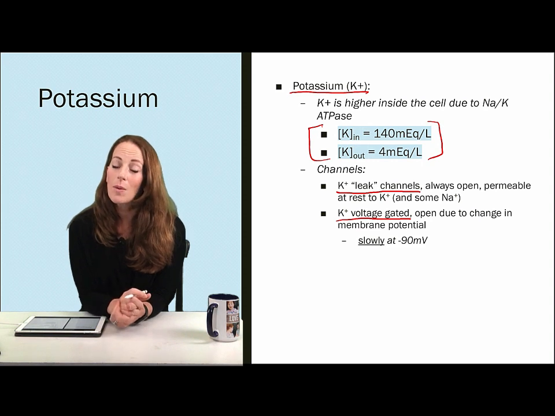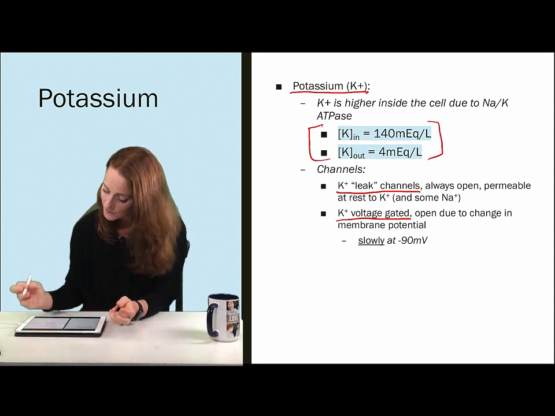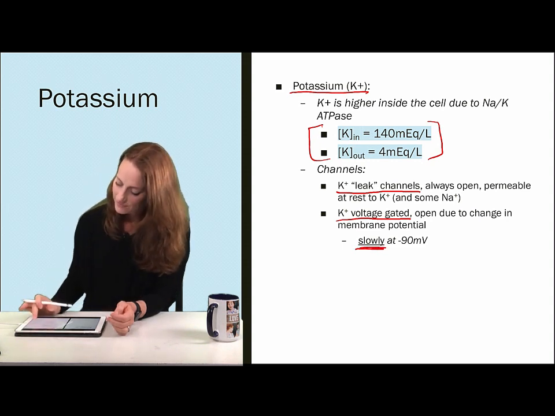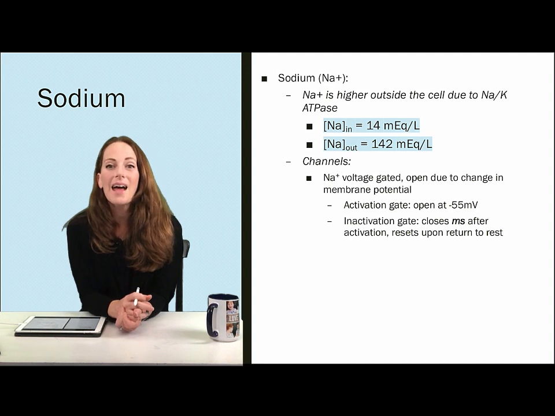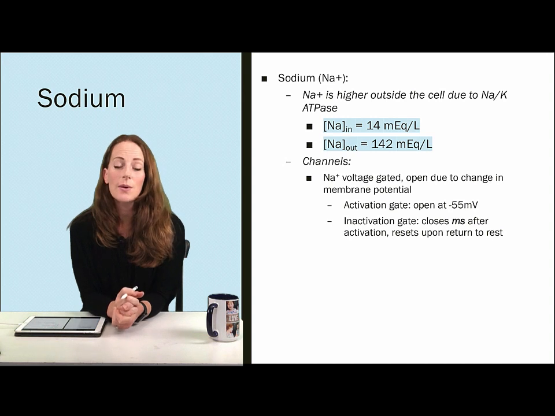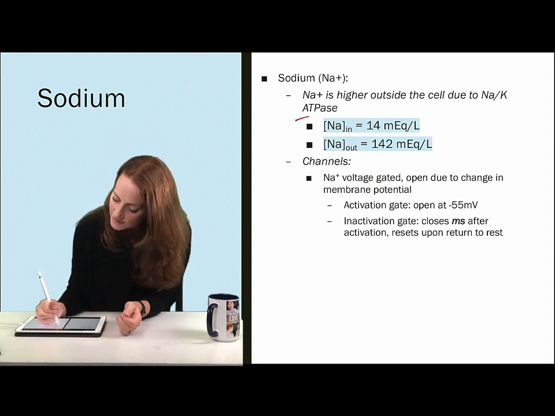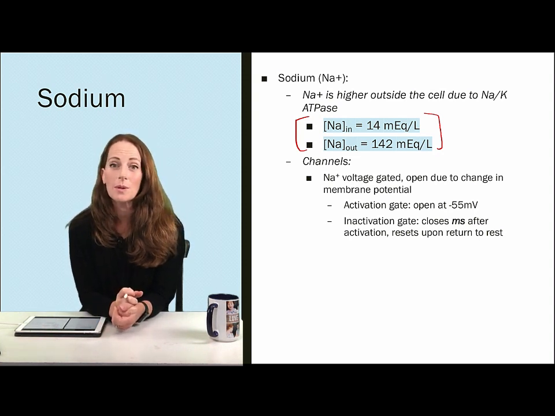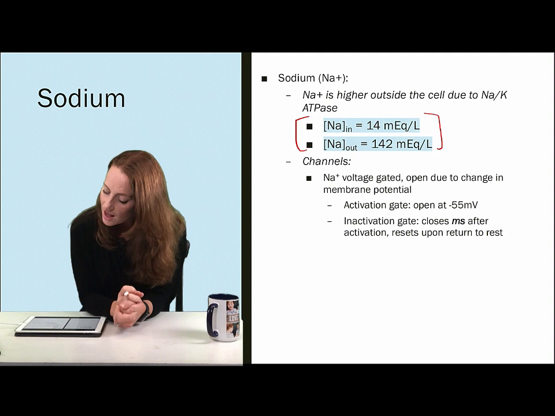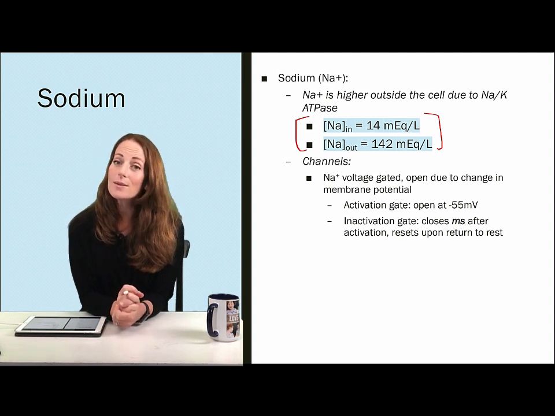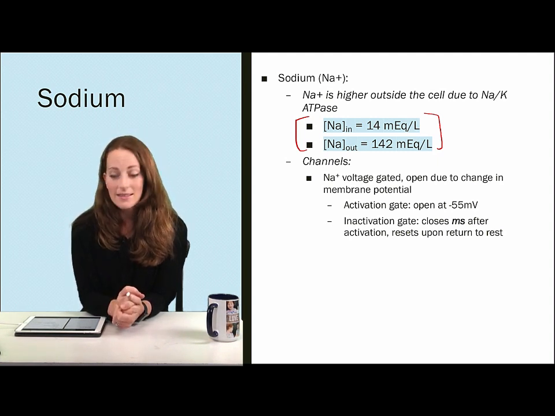Remember that, that's going to be important when we graph our action potential. So these channels are slow. Now let's look at sodium. Again, the sodium gradient is established by the sodium-potassium pump. The values given in Chapter 5 of Guyton are 14 milliequivalents per liter inside the cell and 142 milliequivalents per liter outside the cell. In other words, there's a lot more sodium outside the cell than inside the cell.